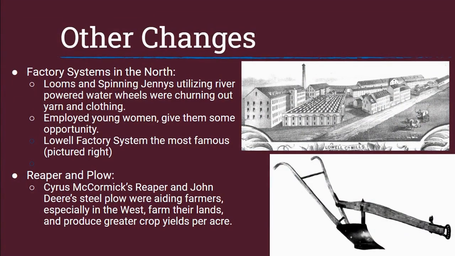They utilized the current of a river with water wheels to power new machines like power looms and spinning jennies that churned out yarn and clothing. These factories typically employed young women, which gave them some opportunity. The Lowell factory system is the most famous.